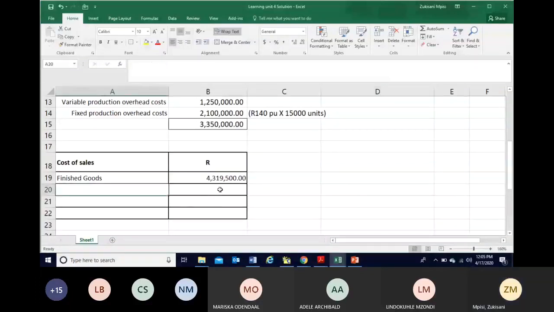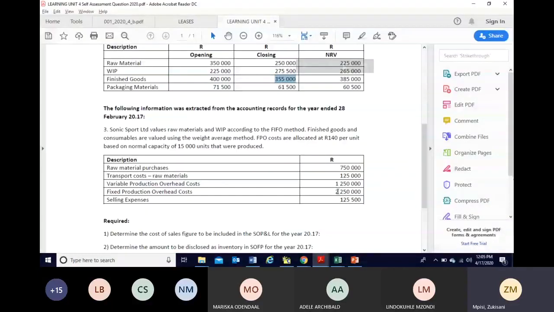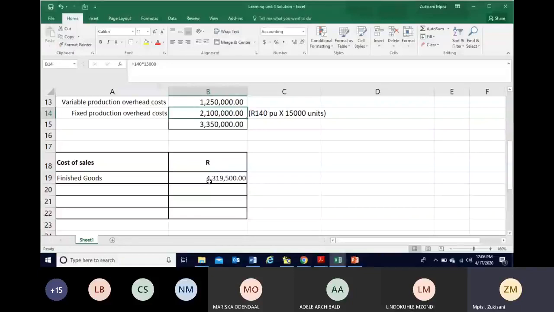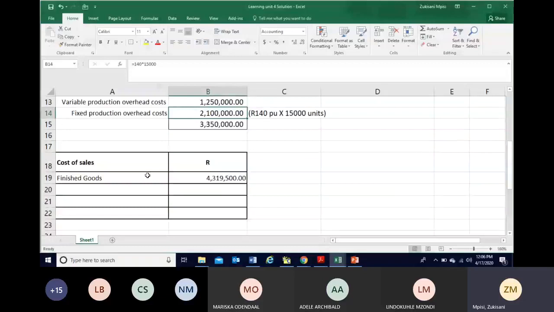Now, you have to note that these finished production overheads of 2,100,000 is not equal to the cost that we have been given here of 2,250,000. This means that we now have to increase our cost by the difference, because now we have under recovered. Under recovered because we expected that at normal capacity we were going to have 2,100,000, but we only have 2,250,000. So which means therefore we have under recovered, and therefore we have to increase our costs. I'm going to demonstrate this now.